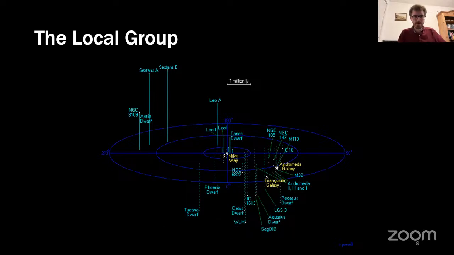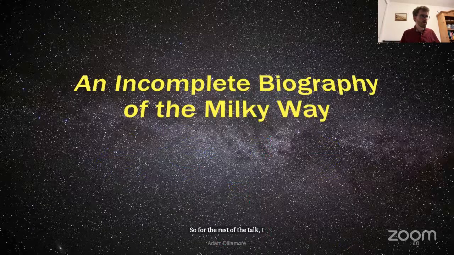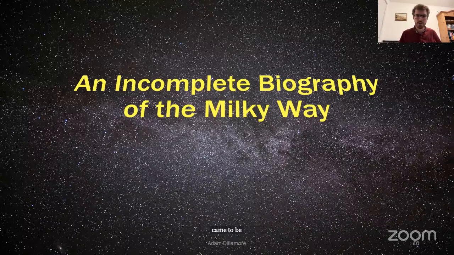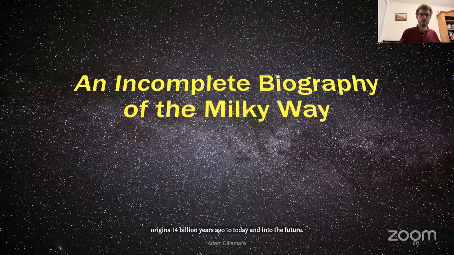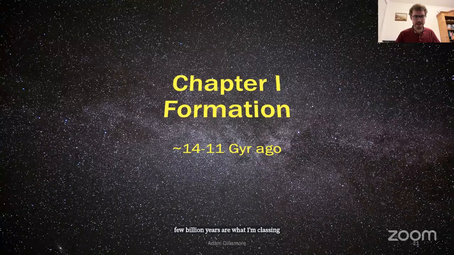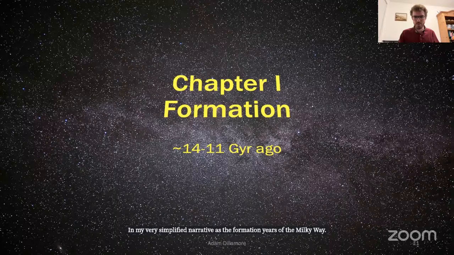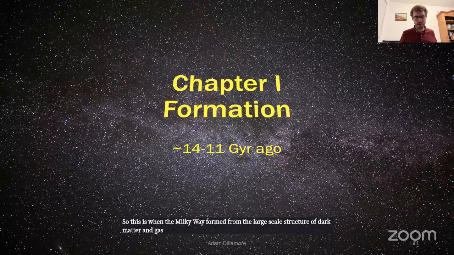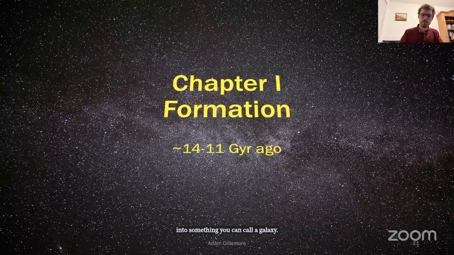So for the rest of the talk, I'm going to give a story of the Milky Way as it came to be today, from its origins 14 billion years ago to today and into the future. So the first few billion years are what I'm classing in my very simplified narrative as the formation years of the Milky Way. So this is when the Milky Way formed from the large-scale structure of dark matter and gas into something you can call a galaxy that might be recognizable as a disk galaxy, as we see today.